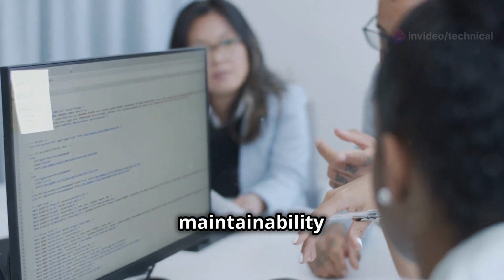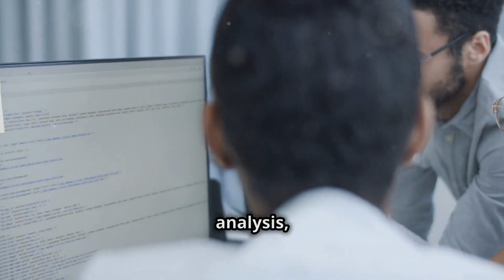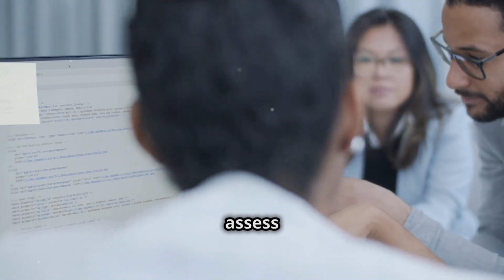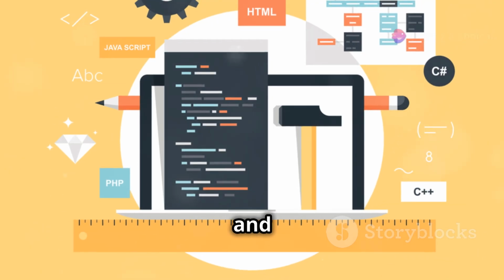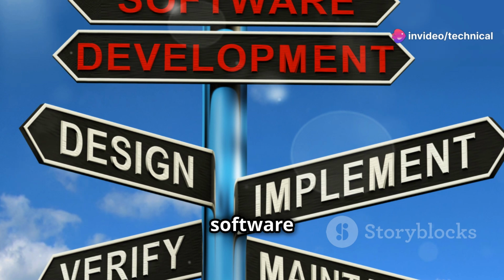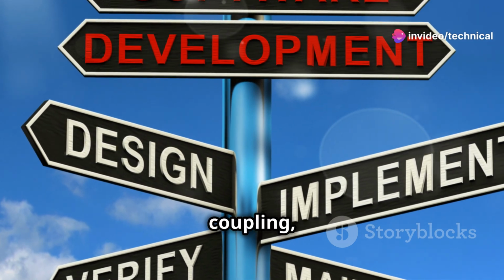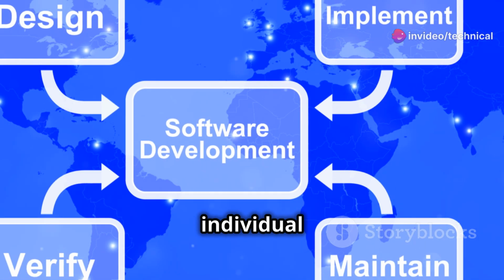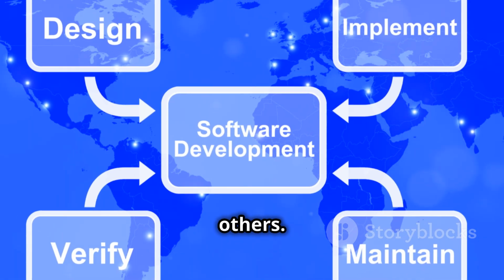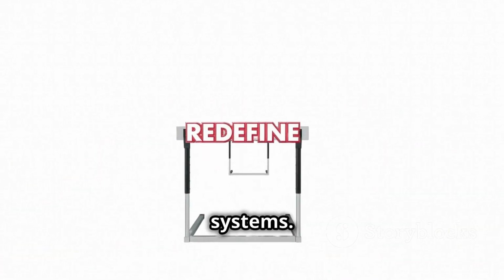Evaluating maintainability involves code reviews, static analysis, and other techniques that assess the software's internal structure and design. Well-designed software exhibits high cohesion and low coupling, making it easier to modify individual components without affecting others. Maintainability is crucial for the long-term success of software systems.